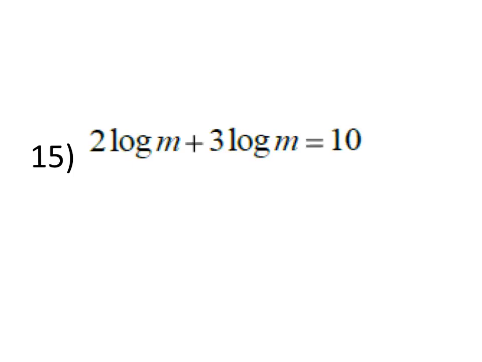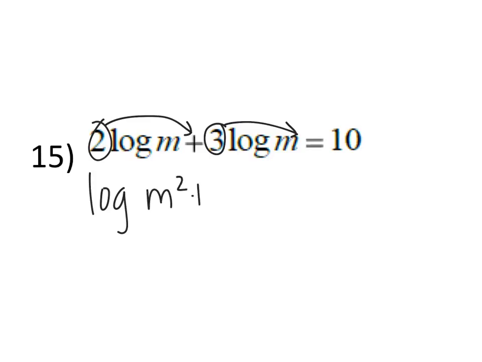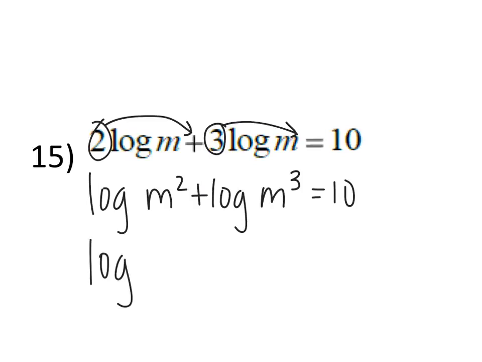Okay, so let's suppose we didn't. It's not actually. So if we didn't do that from the beginning, then we move the 2's up to become exponents, right? And the 3. So we get the log of m squared plus the log of m cubed equals 10. And when we add, what do we do? Multiply. So we have the log of m.